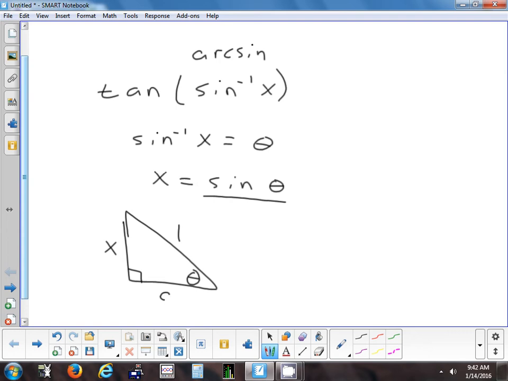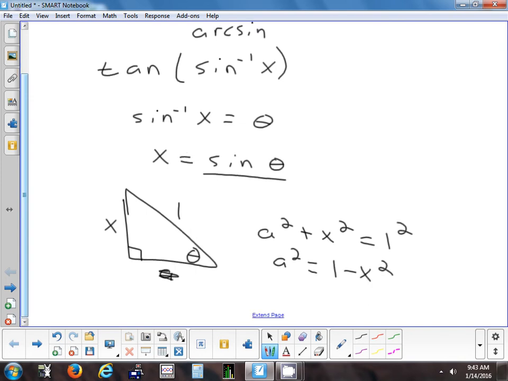Now, I can find the third side just by doing the Pythagorean Theorem. Call it a for now, but we're going to be solving for that. So a squared plus x squared equals 1 squared. So we get a squared equals 1 minus x squared. And then our last step to solve for a, take the square root of both sides, and we get a equals the square root of 1 minus x squared. So now we know all the sides in our triangle.